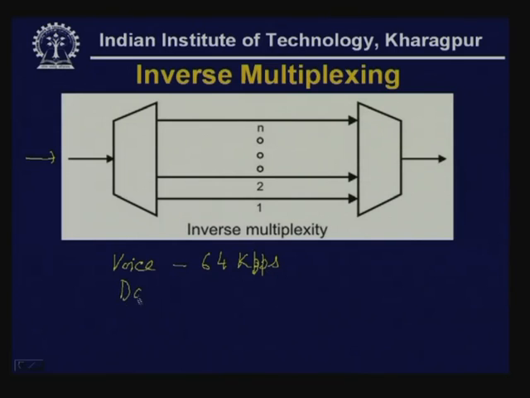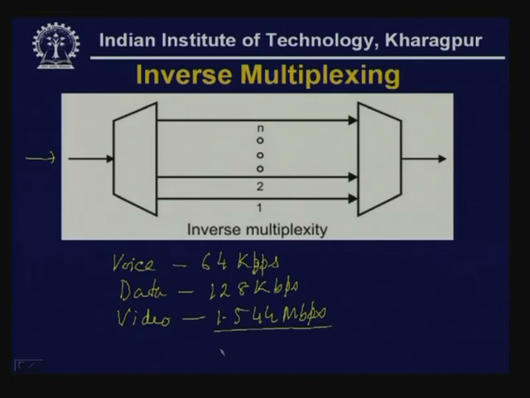Then let us assume you have to send data, which will require say 128 kilobits per second, and video, which will require say 1.544 megabits per second. Now, the user can hire a medium of transmission capacity 1.544 megabits per second.